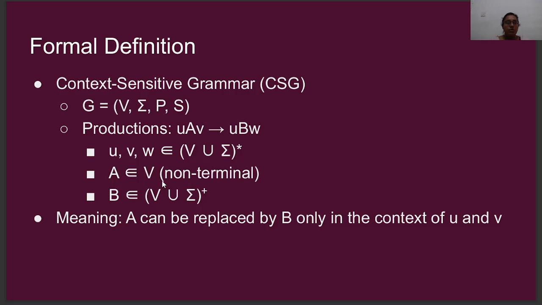So that's what's being written over here. A is an element of V, which are non-terminals, whereas B is an element of V union sigma plus. There should be at least one element, but it could be non-terminal or terminal. Now the meaning is that A can be replaced by B only in the context of u and v. So this A is being replaced by B and w only if A is in the middle of u and v. The order of the terminals and the non-terminals is important in context-sensitive grammar.